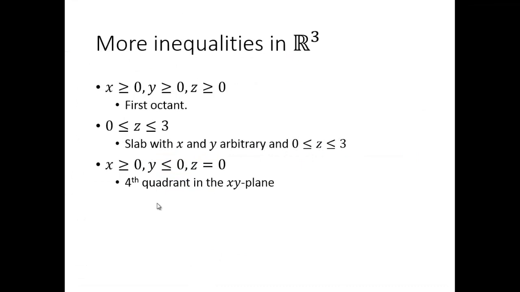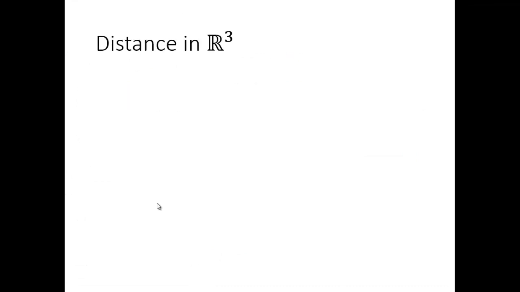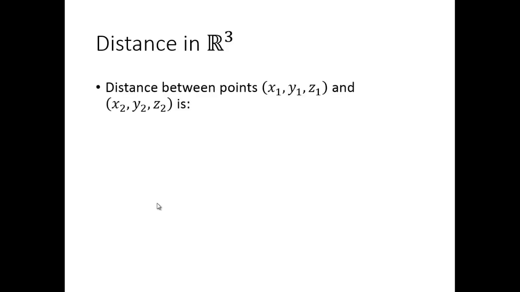All right, so there's inequalities. We have one more, really 2 more concepts here that are related. We're going to talk about distance in R3. If we have 2 points, we're going to label these x1, y1, z1 and x2, y2, z2. So for the first point, we have x, y, z, and we use a subscript 1 to say first point. We do x2, y2, z2.